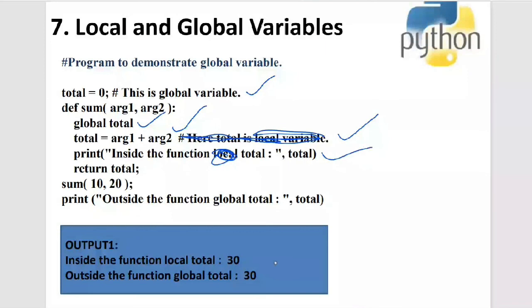Why will it be 30? Because I made it a global total. So I said it is a global variable. Whenever you associate the global keyword with a local variable, it becomes global.